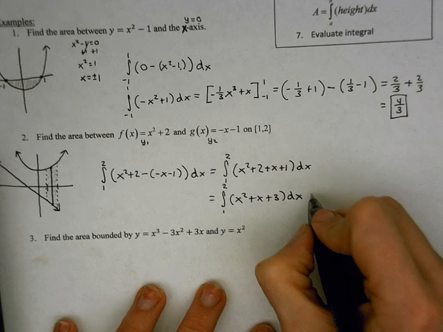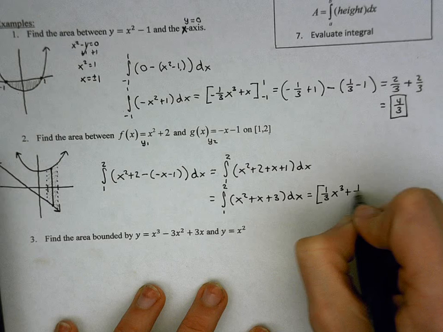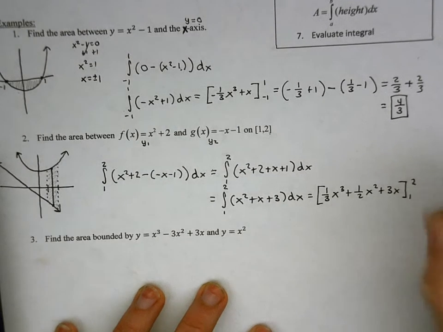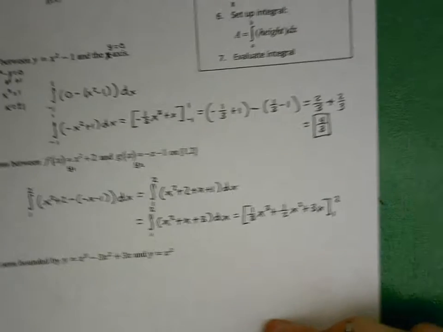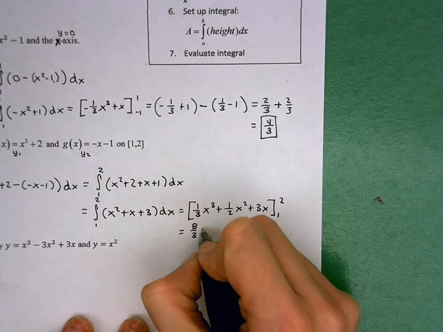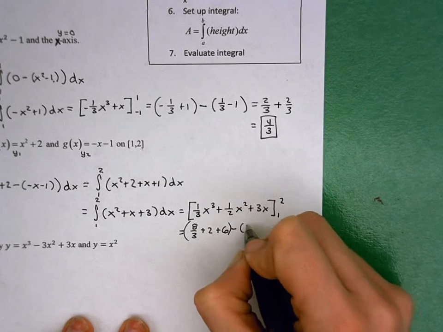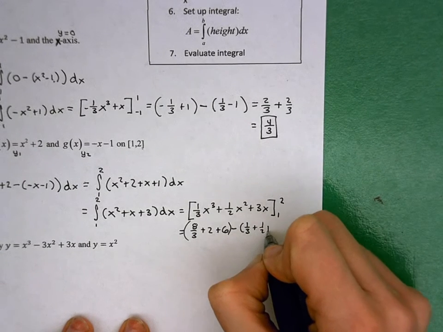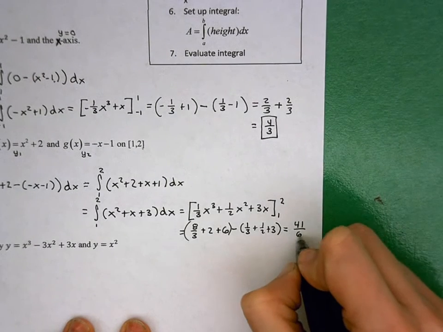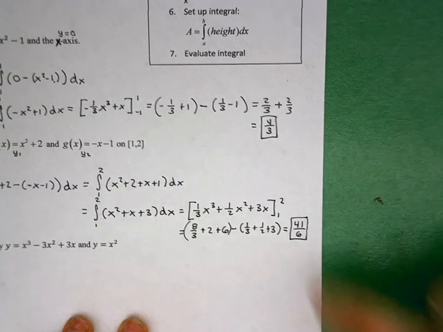And we apply the fundamental theorem of calculus. So we have 1/3 x cubed plus 1/2 x squared plus 3x from 1 to 2, which is 8/3 plus 2 plus 6, minus 1/3 plus 1/2 plus 3, which all of that equals 41/6. So that's the area between the two curves.